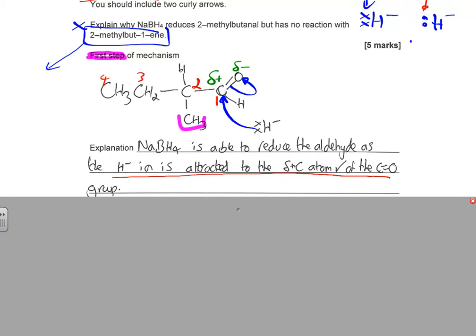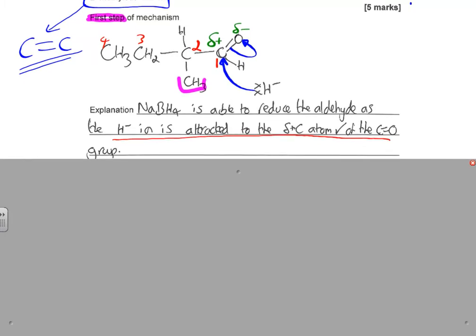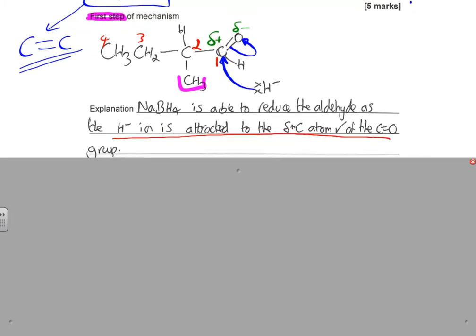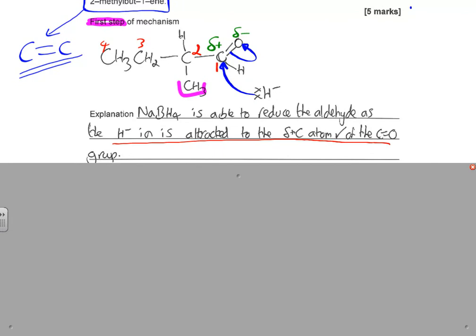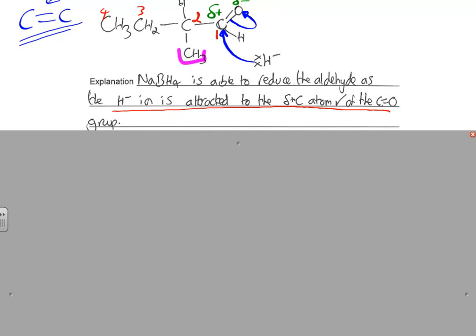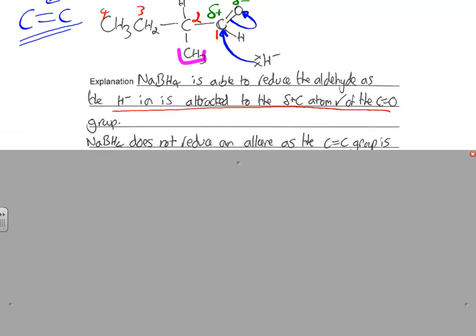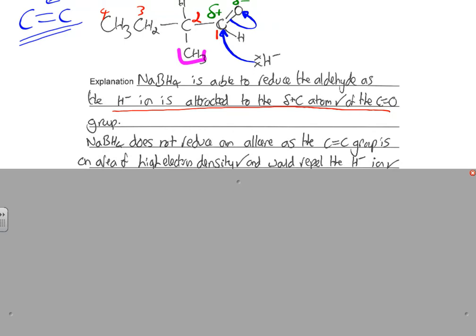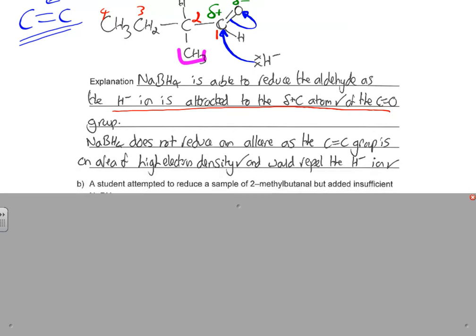Well, the key part to an alkene, of course, is that you've got a double bond, and that is the functional group for the alkene. Now, there's a couple of different ways you can explain this, but I'm going to keep my argument in a similar vein to this first part. So sodium borohydride won't react with the alkene. Well, when I look at that functional group, and we'll build up the answer here, you can see that the carbon-carbon double bond is an area of high electron density.